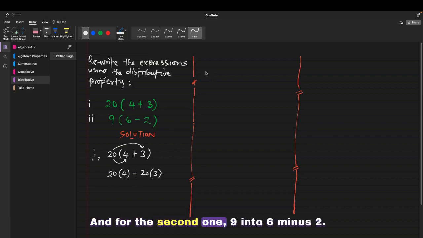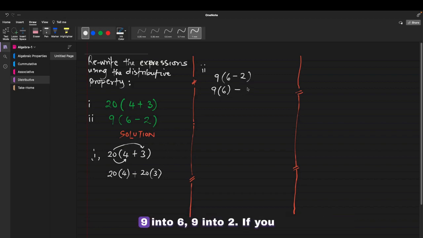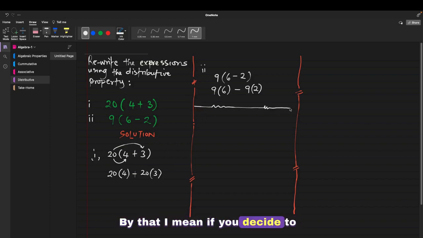And for the second one, 9 into 6 minus 2. We can rewrite using the distributive property as 9 into 6 minus 9 into 2. If you decide to follow this to the end, by that I mean if you decide to evaluate and get a value for it.